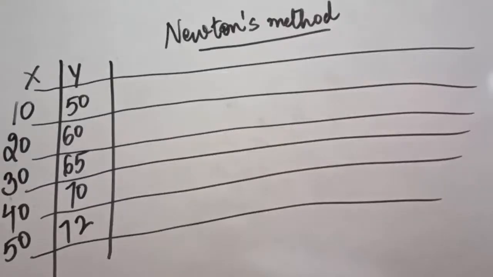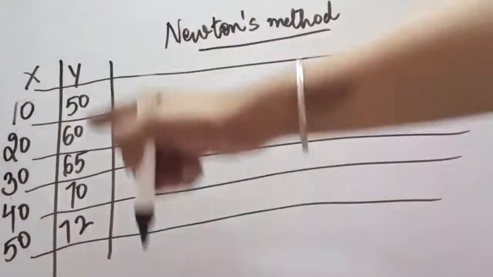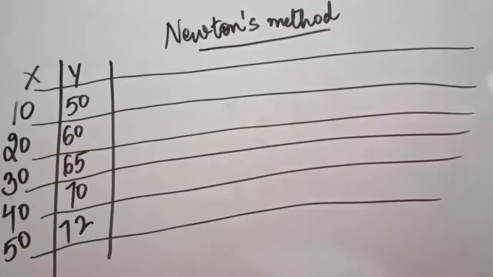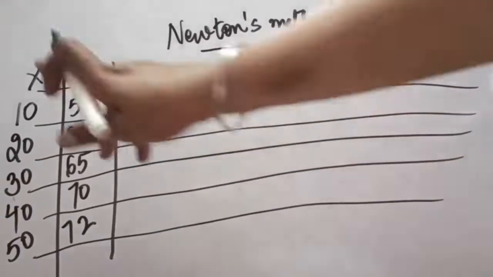Now this is a practical question. Now see, it is written that x is this, y is this, and you have to interpolate the value x is equal to 25. So we have to interpolate the value when this x is 25.